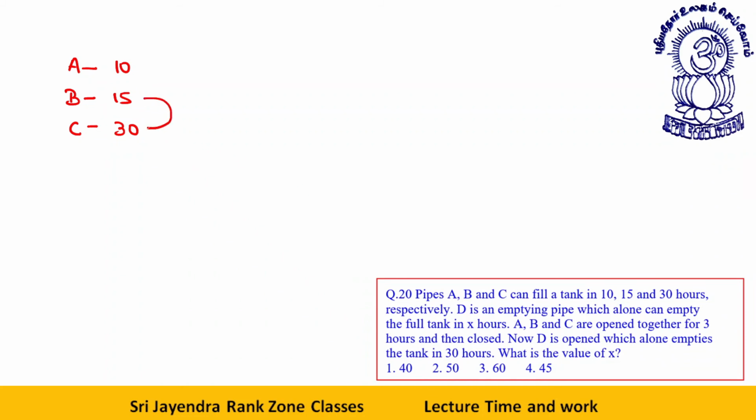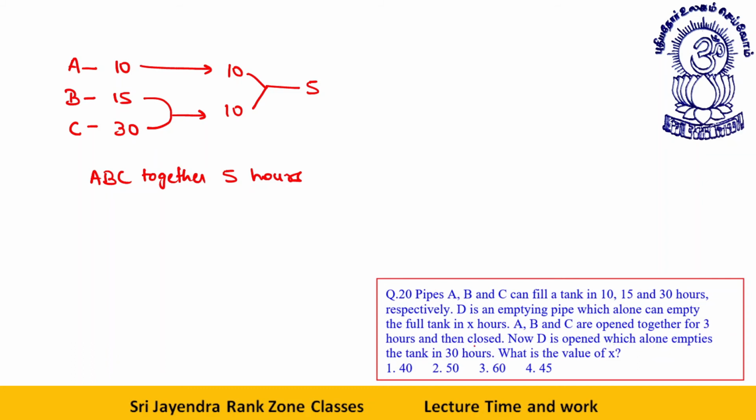See, 30 and 15 combined together give you 10. I have told you how. Now this is double, so it is divided by 3 to give 10. Now this is also 10. 10 and 10 are equal numbers, so their result will be 5 hours. Now A, B, C can together do the task in 5 hours.